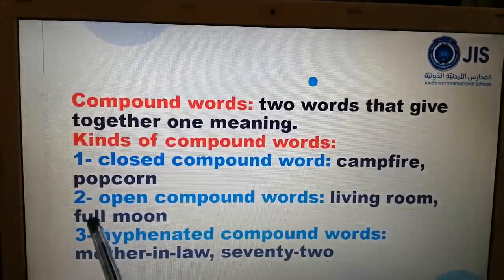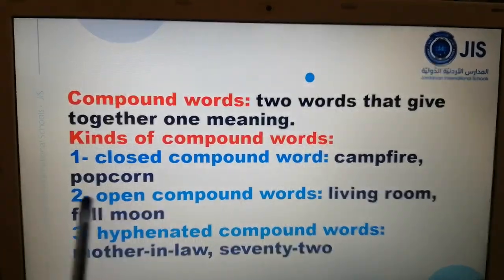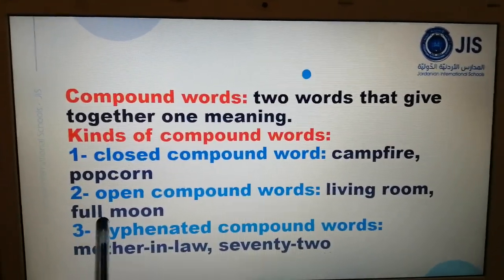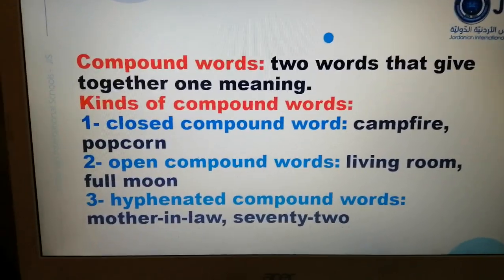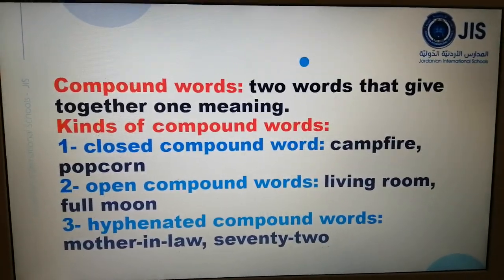And it's the same for the word full. When I put it with moon together, it will give me a new meaning, and there's a space between them. That's why we call it full moon, and we call it an open compound word.